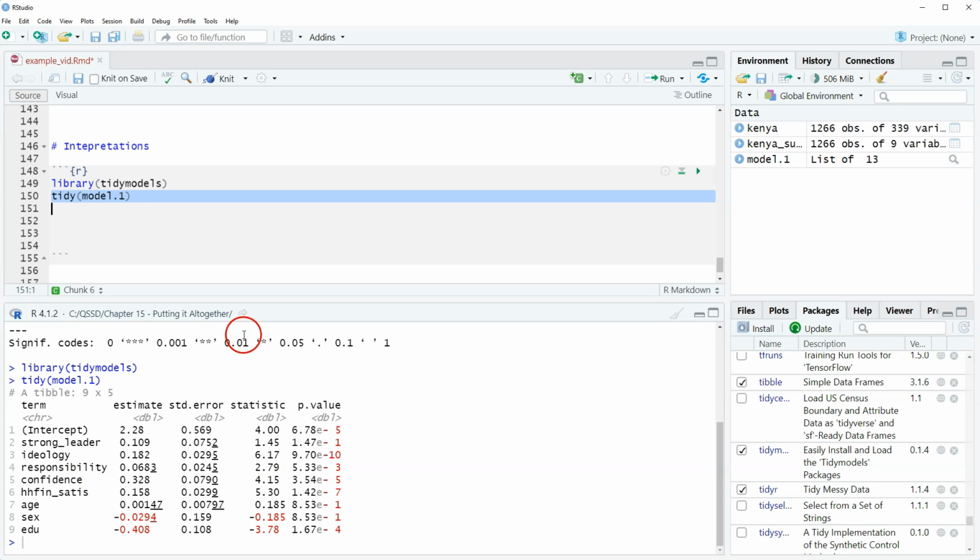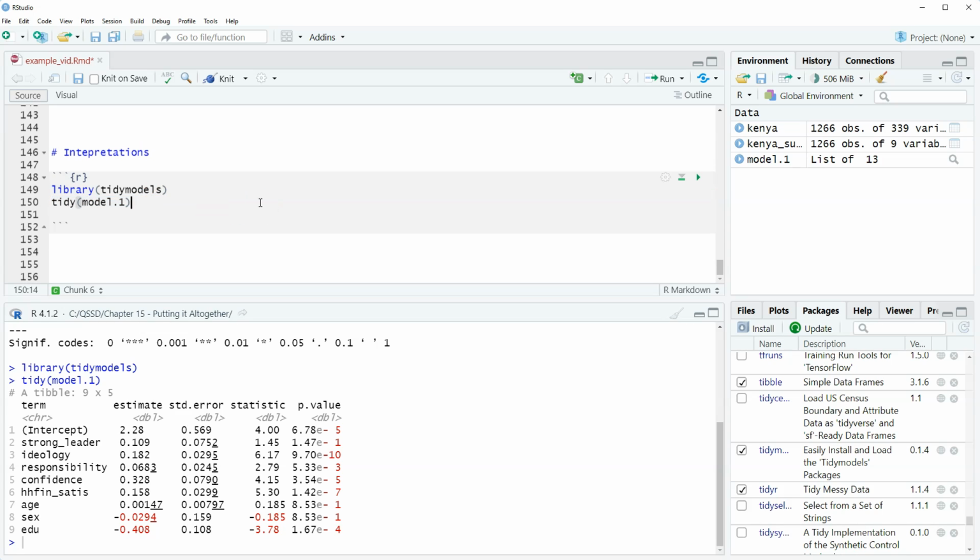So again, we're going to do interpretations of the coefficients. We have 5 statistically significant predictors here. So let's go through them.